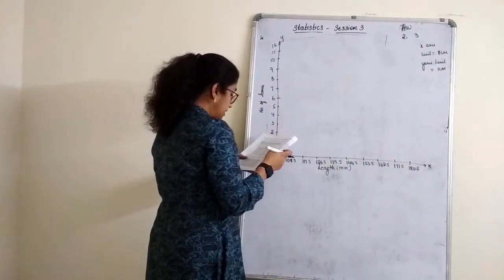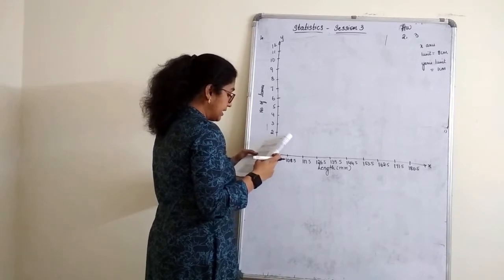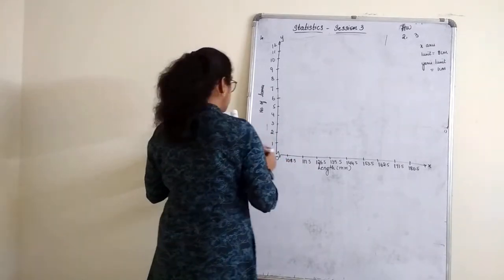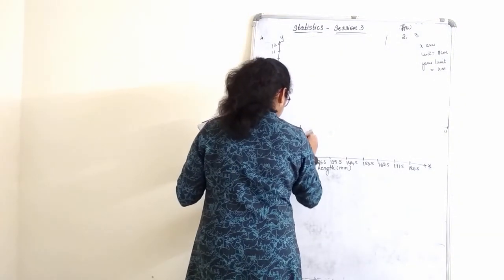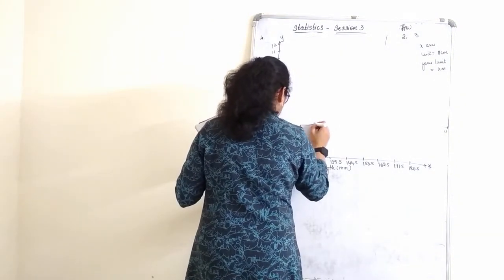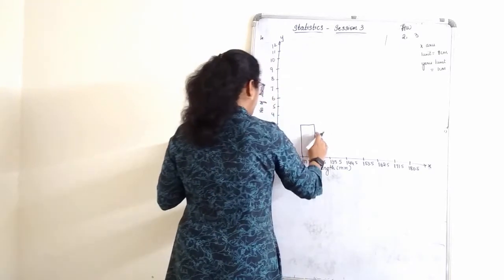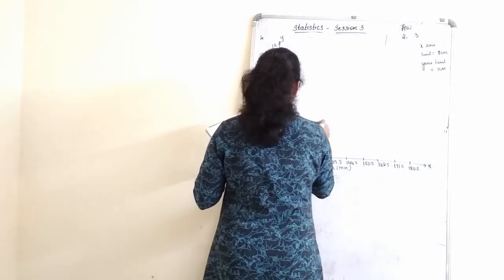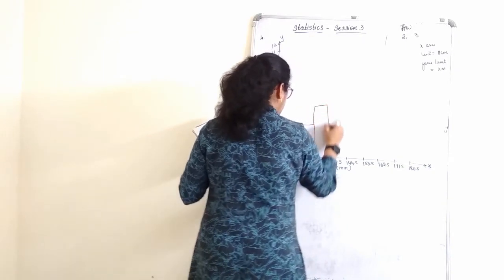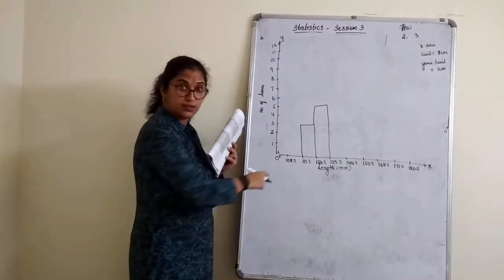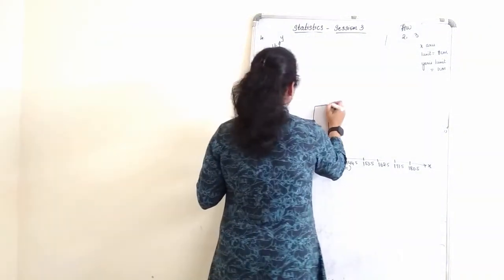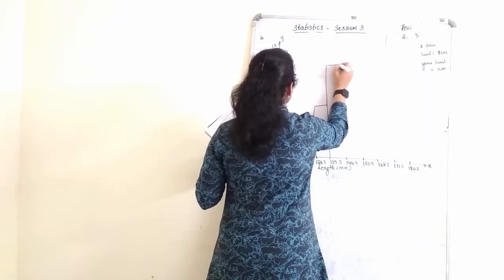Now, the plotting part. What I have to do here, 118, that is point wise. 117.5 to 126 is how much? 3. Next, 126.5 to 135.5 is 5. Just extend it here only, children. This will come like this. Very clear? 135.5 to 144.5 is 9.